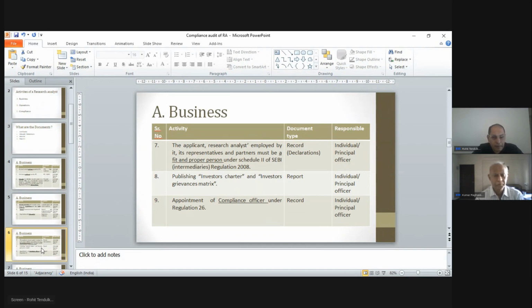Point number 9 is the appointment of a compliance officer under regulation 26. For a company, it is compulsory that a compliance officer must be appointed. Otherwise, if it is other than a company, it is not compulsory to have a compliance officer. The individual may be the compliance officer in the individual RA.